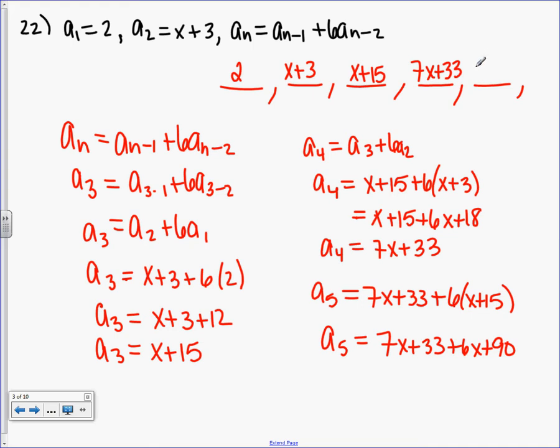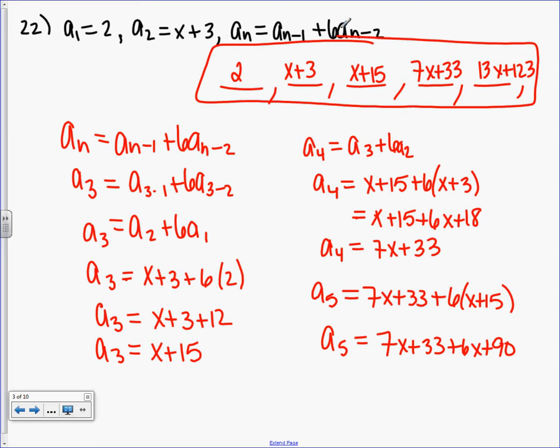7 and 6 is 13x. 33 and 90 is 123. So 13x plus 123. Is anybody lost? Yeah. So here's our 5 terms. Oh, I don't know why I have a comma there because I ran out of space. That's my last term. Questions yet? You sure? Okay.